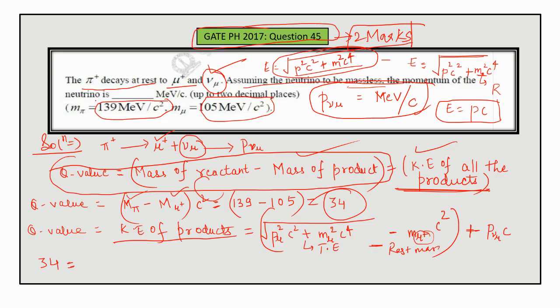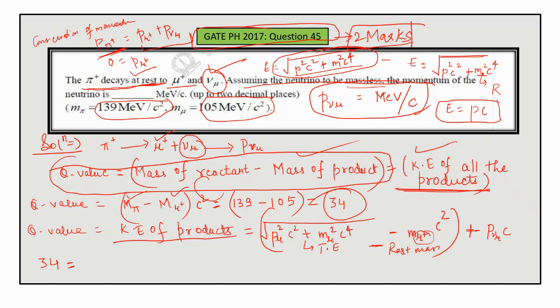And one more thing, conservation of momentum. So it should be p_π⁺ = p_μ⁺ + p_ν_μ, right? The linear momentum of the left hand side should be equal to the linear momentum of the right hand side. And in the question it is given that the pi particle decays at rest. That means it is at rest, so it will be 0.